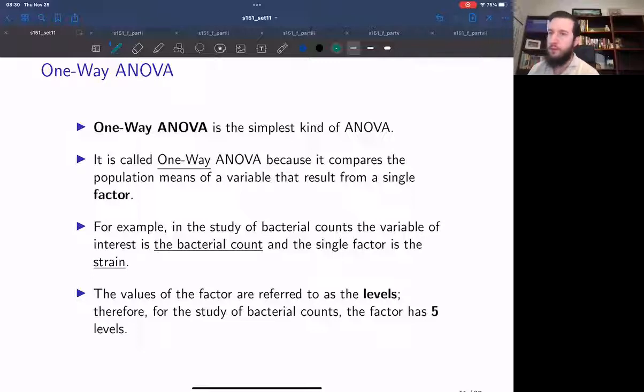I also have a note here that the number of levels of the variable is the same thing as the number of outcomes that we have. So we have 5 different strains, so we have 5 different levels.